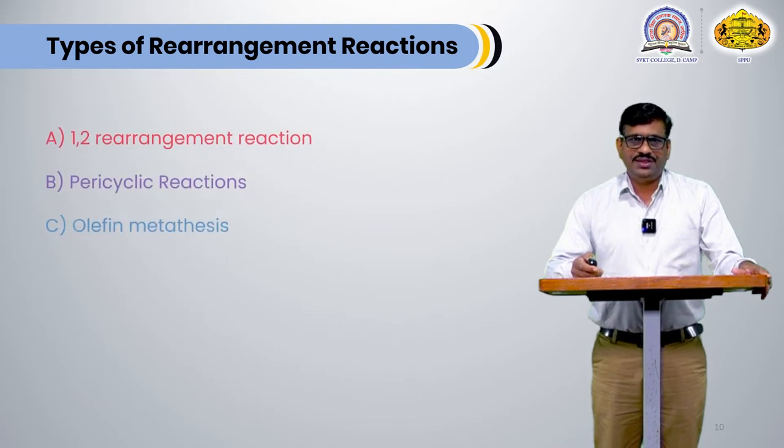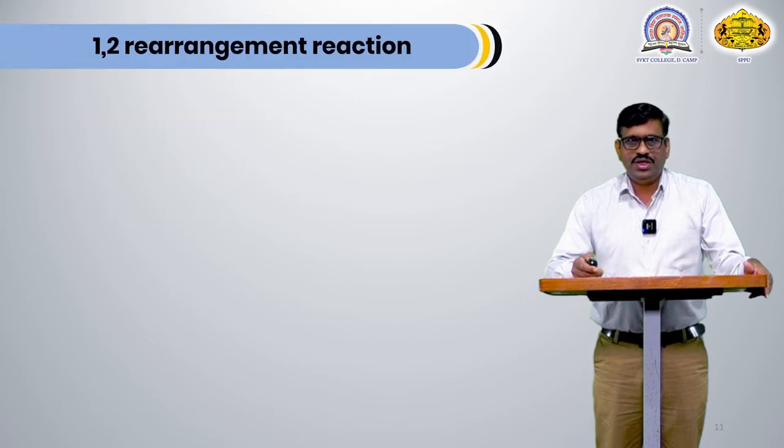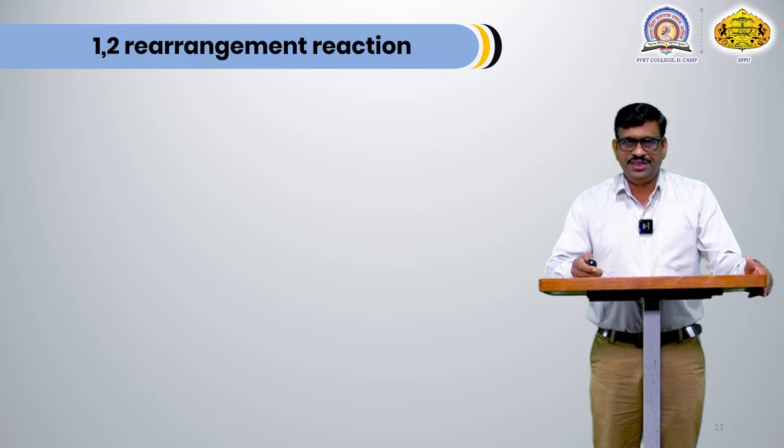Now, types of rearrangement reactions. These three are the important types of rearrangement reaction. First, 1,2 rearrangement reaction: when rearrangement takes place between adjacent centers, it is called 1,2 rearrangement reaction. Then pericyclic reaction. In pericyclic reaction, bond breaking and bond formation take place simultaneously. And the third one is olefin metathesis. In olefin metathesis, the alkylidene groups of two alkenes interchange with each other, and there is formation of two new alkenes. We are going to see all these three rearrangements in detail.